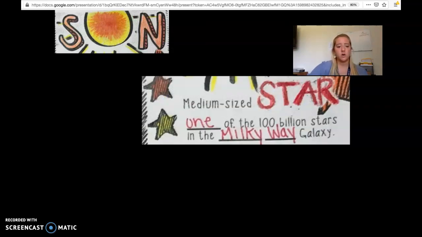And last but not least, the very largest of the celestial bodies we are going to talk about is our star, or the sun. Believe it or not, it is actually medium-sized. It is not large or small. Our star is average. This is one of the 100 billion stars in the Milky Way galaxy. So our sun, while very special to us, is not very special in terms of the galaxy, and even less special when we think about the number of stars in our universe.